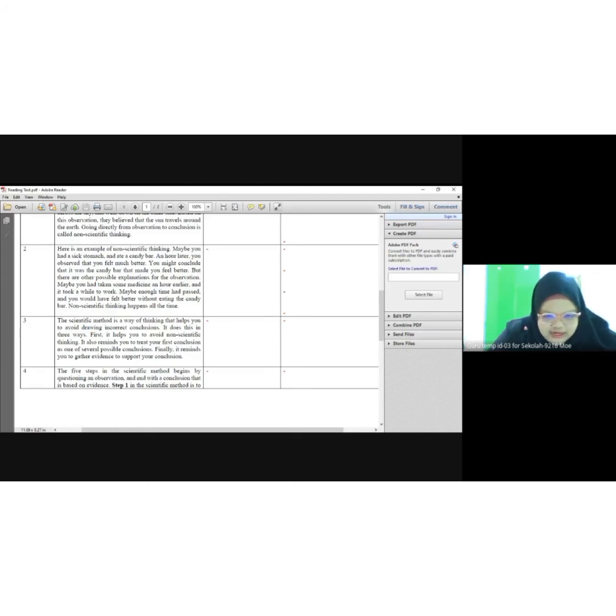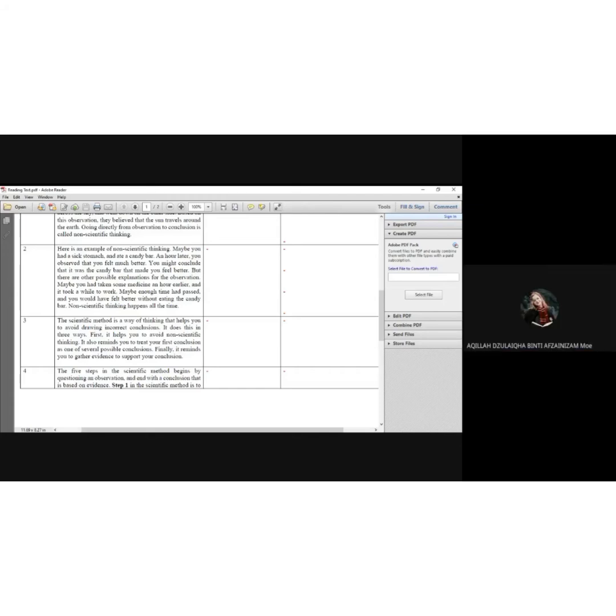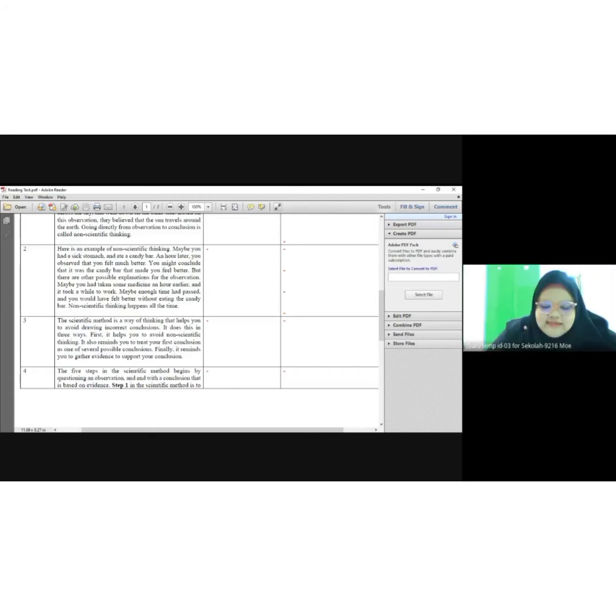What about the last supporting detail for paragraph 2? The one that Wan Akila mentioned just now. Here is an example of non-scientific thinking. Yes, and then you continue. Maybe you had a sick stomach and ate a candy bar. Very good. So basically it has 4 supporting details for paragraph number 2.